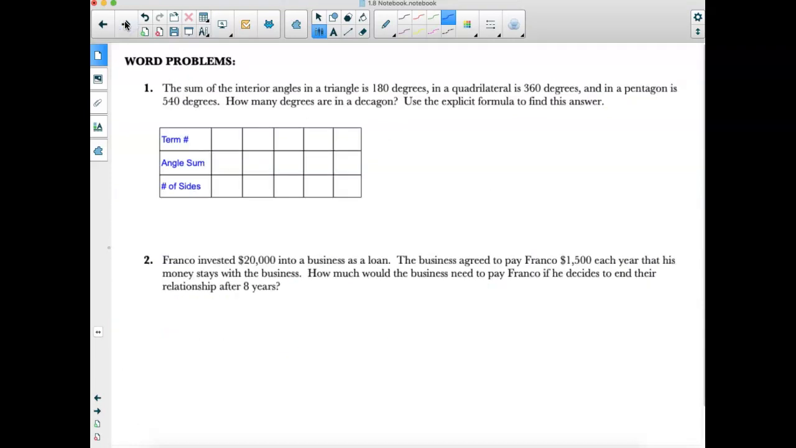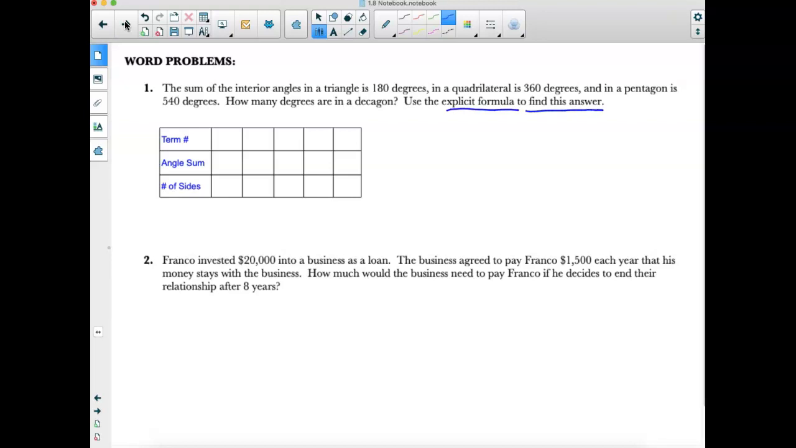The very last one, what I did for time saving here, because there's a couple word problems, there's lots of applications in sequences and series and things, but we're only looking at arithmetic sequences here. What I did was I took time and I just made a little chart here. There's lots of ways to do this, but I'm going to put this together the same way I just taught this lesson. The sum of the interior angles in a triangle is 180 degrees, and a quadrilateral is 360 degrees, and a pentagon is 540 degrees. How many degrees are in a decagon?